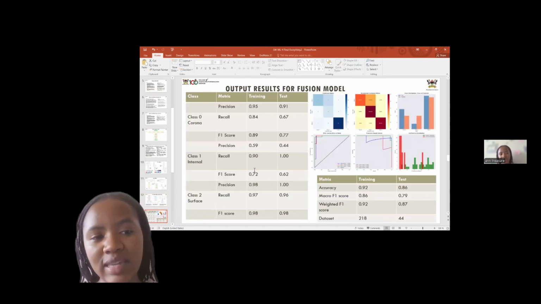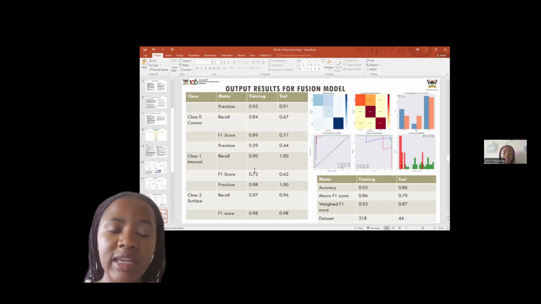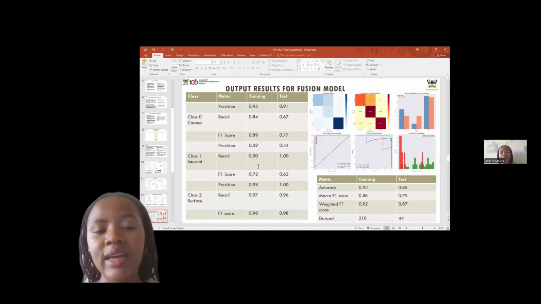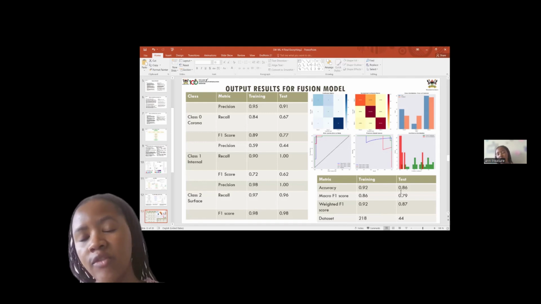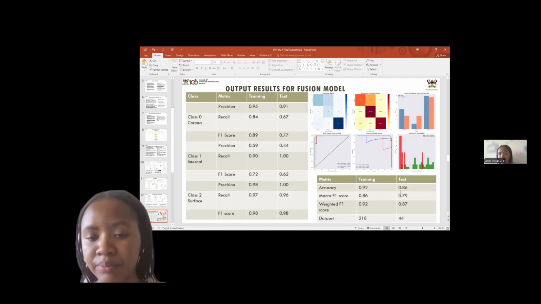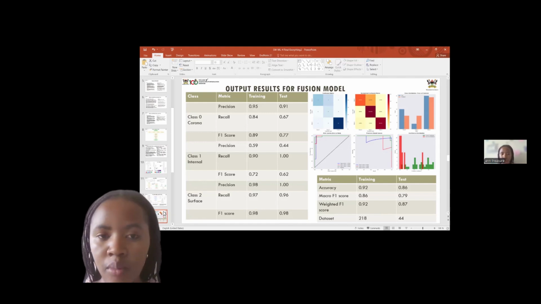So with the results, we see that the corona type struggled mainly in the recall, and we see the internal struggling mainly in the precision, as you can see here. But for the accuracy, we received an overall accuracy of 86% from the fusion model.